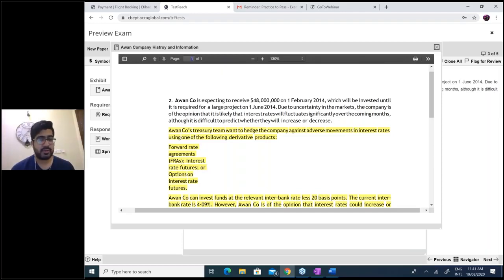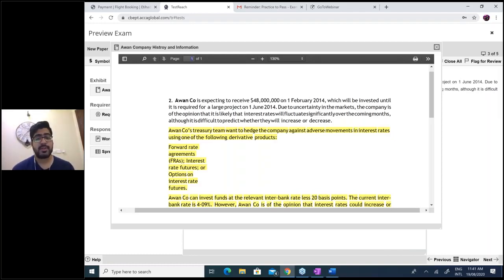It is planning to receive 48 million on 1st Feb 14, which will be invested. Invested means deposited with the bank. Invested doesn't mean borrowed. Avan is expecting to receive 48 million on 1st Feb. It will be invested, deposited until required for a large project on 1st June. Due to uncertainty in the markets, the company is of the opinion that it is likely interest rates will fluctuate, although it is difficult to predict whether they will increase or decrease.